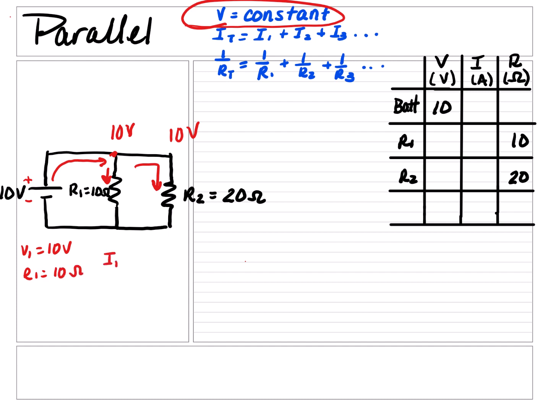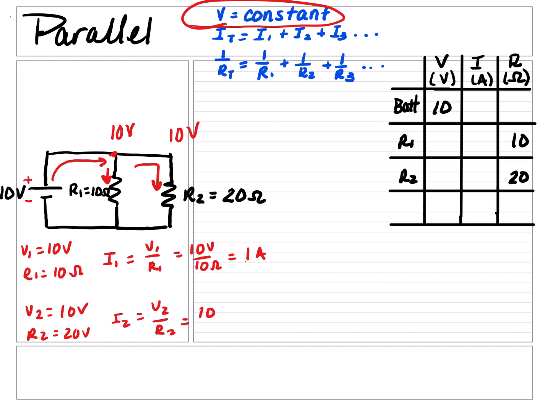So using Ohm's law, I1 is equal to V1 over R1, which is 10 volts over 10 ohms, which is equal to 1 amp. We could do the same thing for R2, because we know V2 is 10 volts, R2 is equal to 20 ohms. I2 is equal to V2 over R2, which is 10 volts over 20 ohms, and this is equal to 0.5 amps.